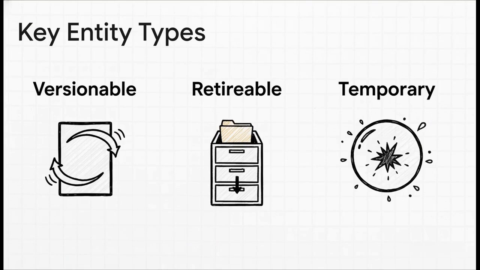But here's where the design gets really smart. Not all data is treated the same. PolicyCenter uses different types of entities for different jobs. You've got versionable entities, which track every single change with a version number, super important for policy terms. Then there are retirable entities, like customer records, which can't be deleted for legal reasons, but can be tucked away as inactive. And finally, temporary entities, which are created for a split second to do a job, like calculate a quote, and then poof, they're gone. This really shows you how purpose-built this system is for the serious business of insurance.